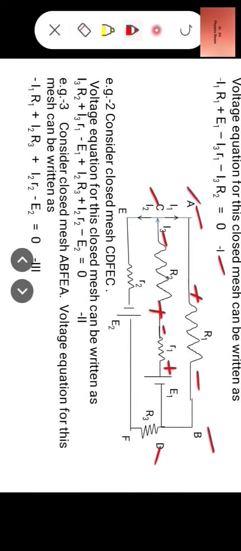Now example 2. Consider the closed mesh C, D, F, E and back to C. The voltage equation for this closed mesh can be written as I3 R2 plus I3 R1 minus E1 plus I2 R3 plus I2 small r2 minus E2 equal to 0. Let us mark it as equation 2.